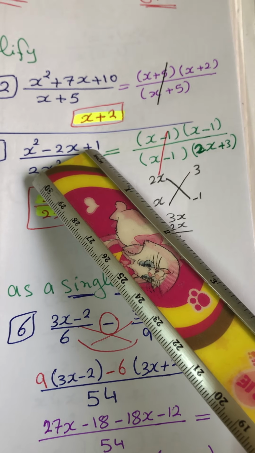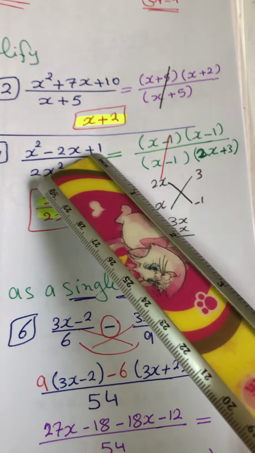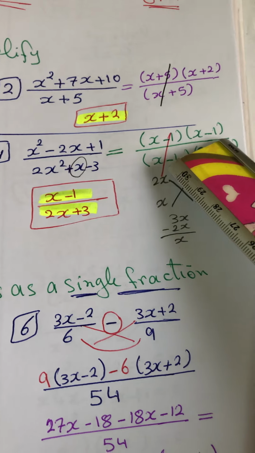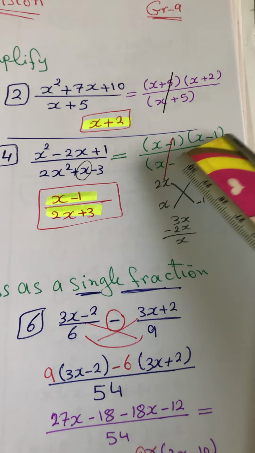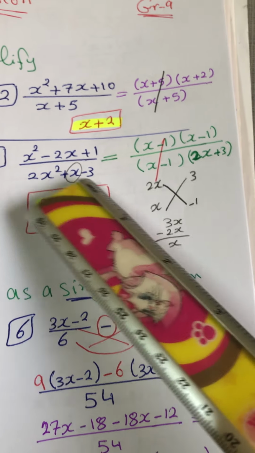1 comes from 1 times 1, not more. So I want the product to be positive 1 and the sum to be negative 2. So I'll take negative 1, negative 1. I have 2 brackets, x minus 1 times x minus 1. Down I have 2x squared plus x minus 3.